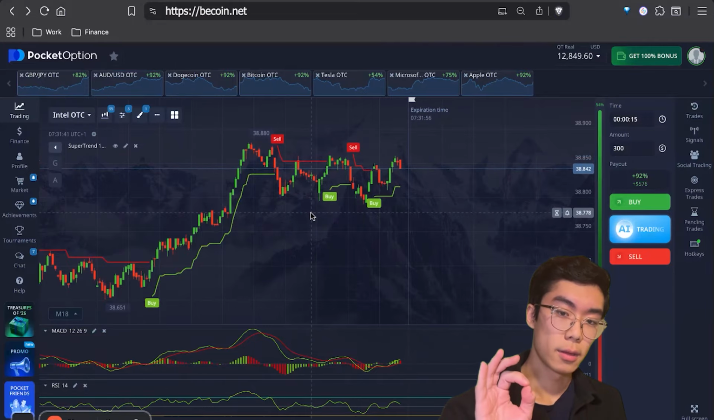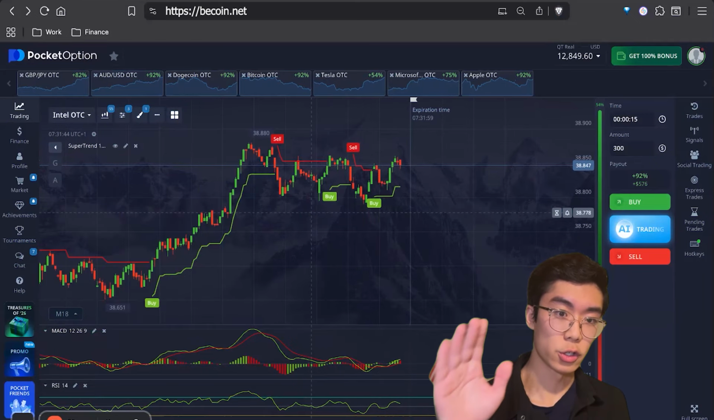Test this strategy out, test other strategies out as well, and happy trading.